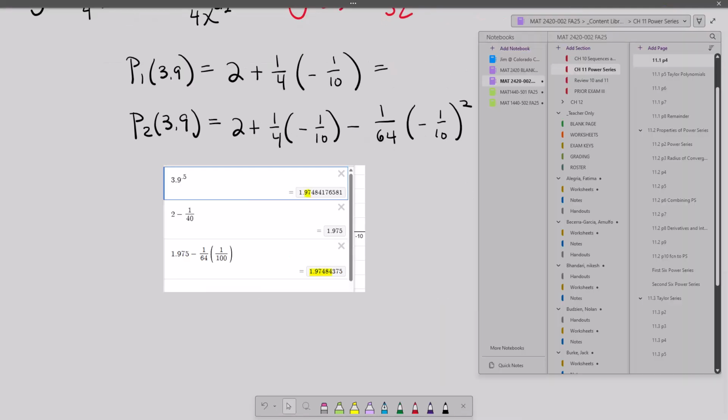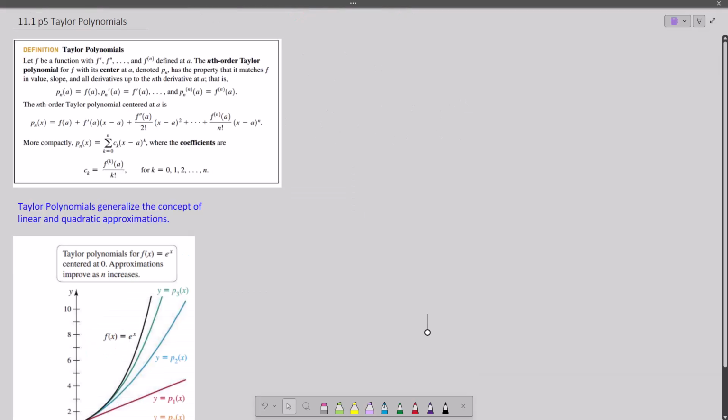Okay, so let's take a look at a generalization. Instead of the best linear approximation, the best quadratic approximation, we just call these Taylor polynomials. So the first order Taylor polynomial is the tangent line. The second order Taylor polynomial is the best quadratic approximation. The third order Taylor polynomial is the best cubic approximation, etc.